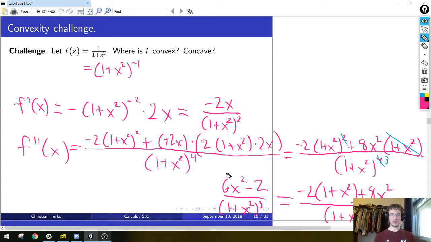Okay, so now with that done, I will ask you, where is this thing positive and where is it negative? Notice that the bottom's always positive, so we don't have to care about that. Where's the numerator positive and where's the numerator negative? So the numerator is going to be negative when, let's see. Is there any benefit to factoring out 2? Sure, you can if you want. So that would be then like a 3x squared minus 1? Good, yeah. Where is 3x squared minus 1 negative?